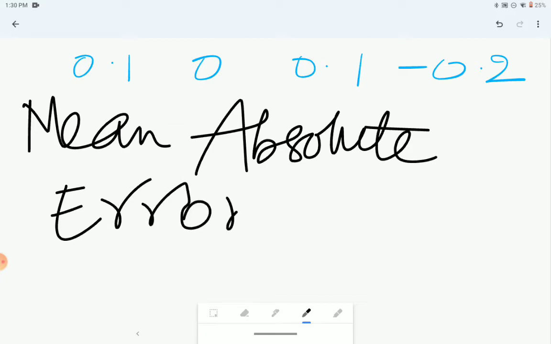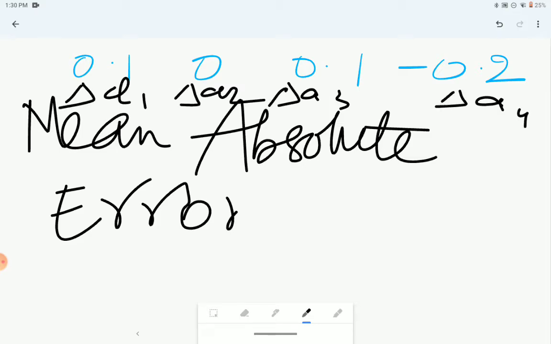Suppose these are delta a4, delta a3, delta a2, delta a1. We found these errors between the measured values and the true value or mean value, which are known as absolute errors. These absolute errors are delta a1, delta a2, delta a3, delta a4, and so on, delta an, if we measure a number of times.